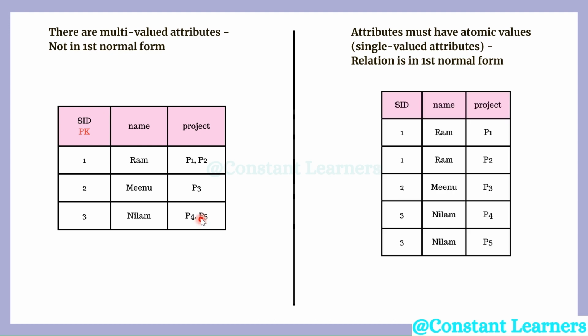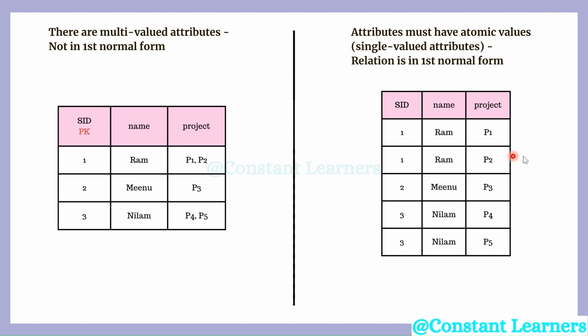The first format could be like this, wherein we are using separate rows for separate projects. Like Ram was working on 2 projects, P1 and P2. So now we have 2 rows for the student Ram. His student ID is 1, name Ram, working on project P1. His student ID is 1, again Ram, working on project P2. Then here we have Meenu. Meenu is working only on a single project, P3. And Neelam is also working on 2 different projects, P4 and P5.